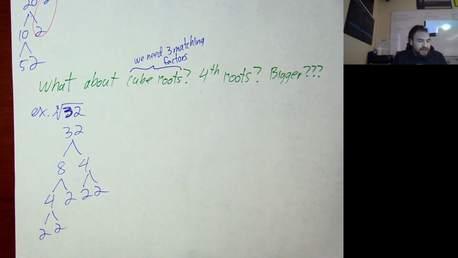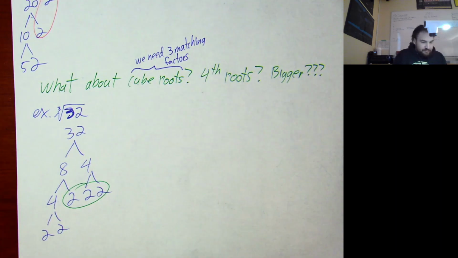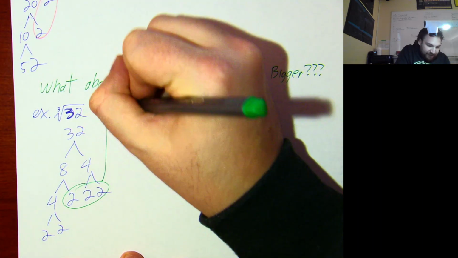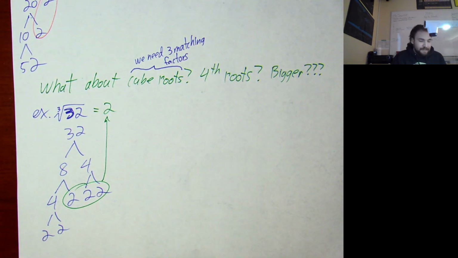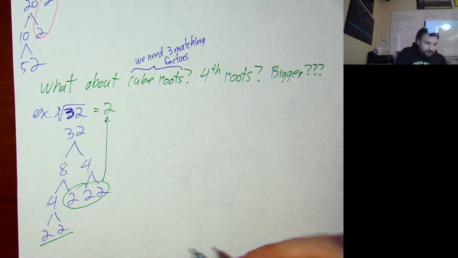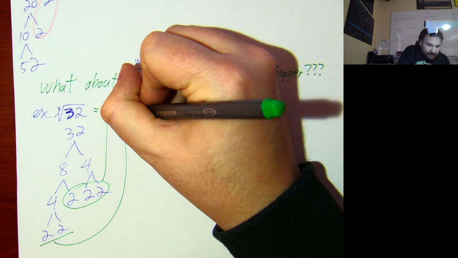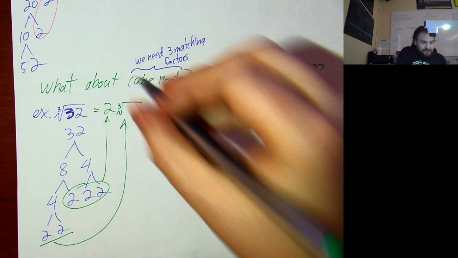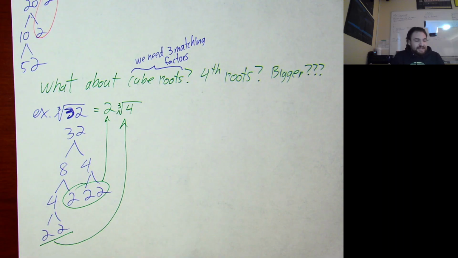Now, because a cube root is looking for the thing that multiplies itself 3 times, I need a group of 3 of the same factor. Do I have that? Yes, these 3 right here. So those 3 2's are going to pop up, giving us one 2. And these 2 2's don't have a third matching buddy, so they're going to stay inside the cube root this time, and 2 times 2 is 4. So the exact value for the cube root of 32 is 2 cube root 4.